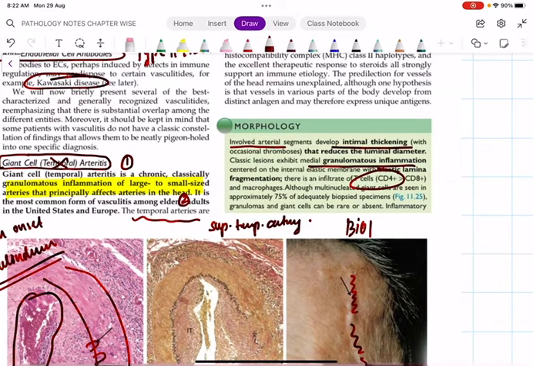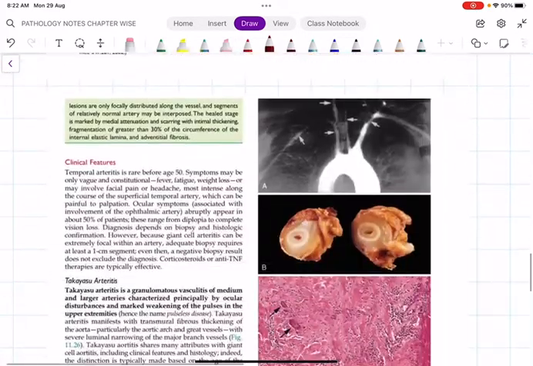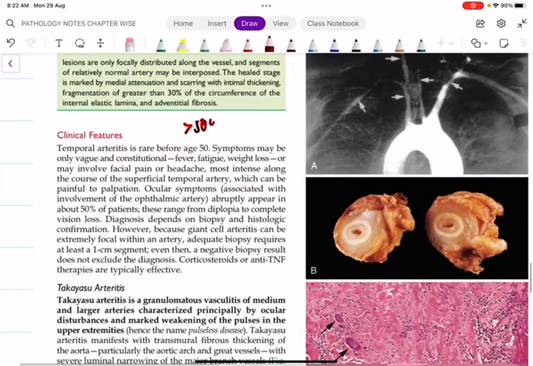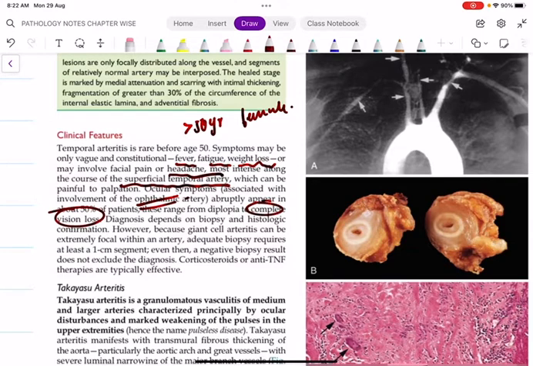Biopsy is the investigation of choice. Very, very important question: what is the investigation of choice in temporal arteritis? The answer is biopsy. Clinical features are extremely important: more than 50 years, female, fever, fatigue, weight loss, headache most intense along the course of the superficial temporal artery, sudden loss of vision. Why? Because of involvement of the ophthalmic artery. The patient may present with complete visual loss. What is the diagnosis? Even at midnight, you have to answer it is giant cell or temporal arteritis.